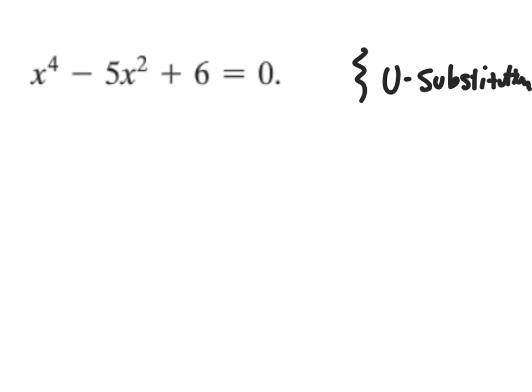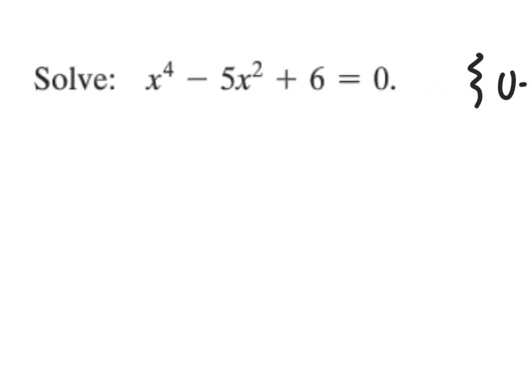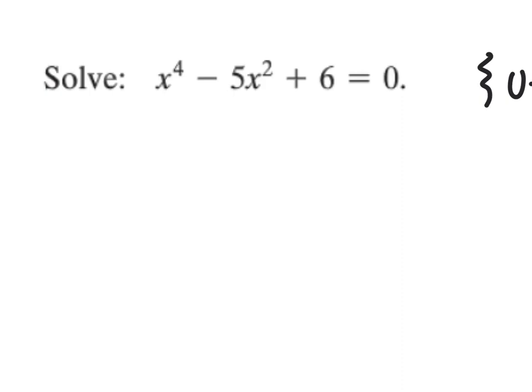U-substitution. Okay. This problem looks similar to a quadratic. What I see is I've got three terms. Even though it says x to the fourth and this is x squared, this is still of the form of a quadratic. So here's what I do.